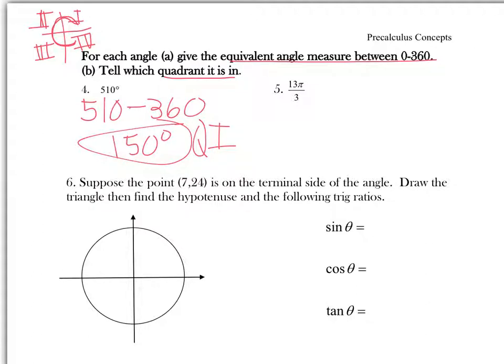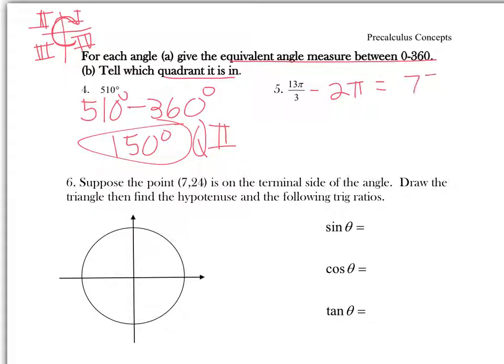Nope, quadrant 2. I don't know why I did that. Okay, on to number 5. You can convert this to degrees if you want, or you can just leave it in radians, and rather than subtracting 360 degrees, you could just subtract 2 pi. Okay, and you can do that on your calculator. 13 divided by 3 minus 2, and then do a little math fraction on it.